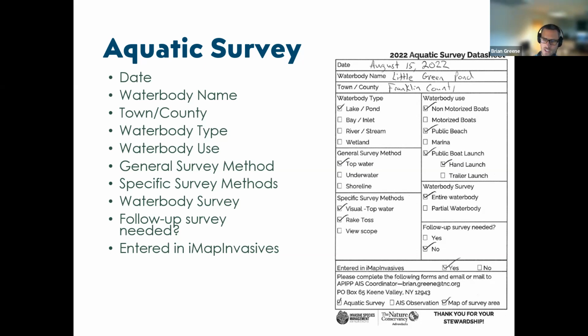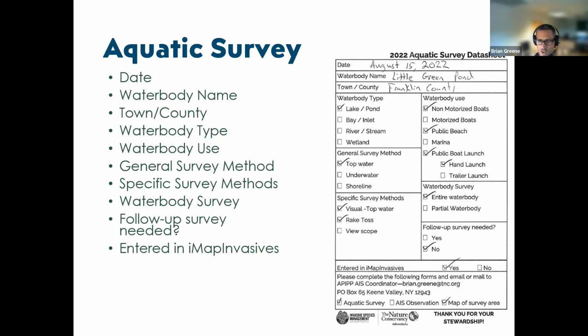And then the specific survey methods, are you just doing visual? Did you use a rake toss? There's also these things called view scopes, where you can either make or buy a device that's essentially a kind of plastic cone that helps you look under the water better. So just check off if you used any of those.